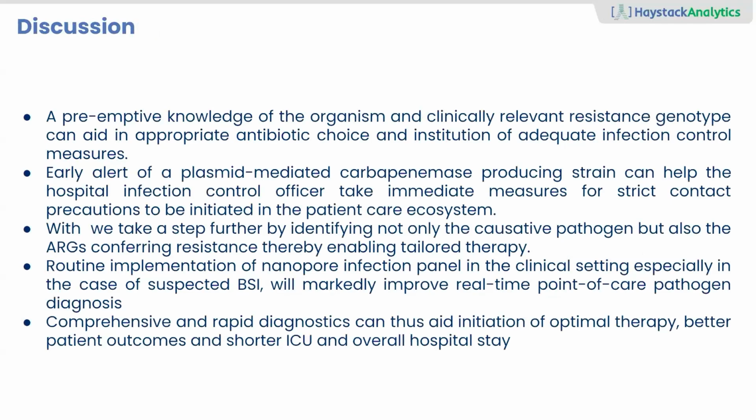So on discussion, preemptive knowledge of the organism and clinically relevant resistance genotype can aid in the appropriate antibiotic choice and institution of adequate infection control measures. Early alert of a plasmid-mediated carbapenemase-producing strain can help in hospital infection control and immediate measures of strict contact precautions and initiating the patient care ecosystem. We take a step further, identifying not only causative pathogens but also antibiotic resistance genes.